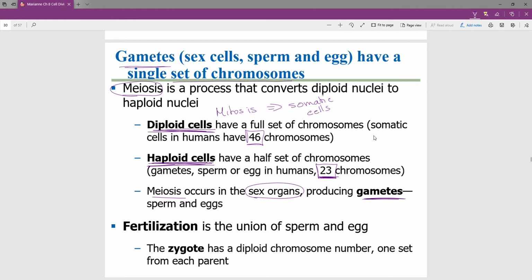This is different. So meiosis makes the stuff we need for sexual reproduction. Sexual reproduction is actually where the union of the sperm and the egg, where they come together. So fertilization is that union, and then that's going to create the zygote, which will have a lot of mitosis happen to create a multicellular baby.